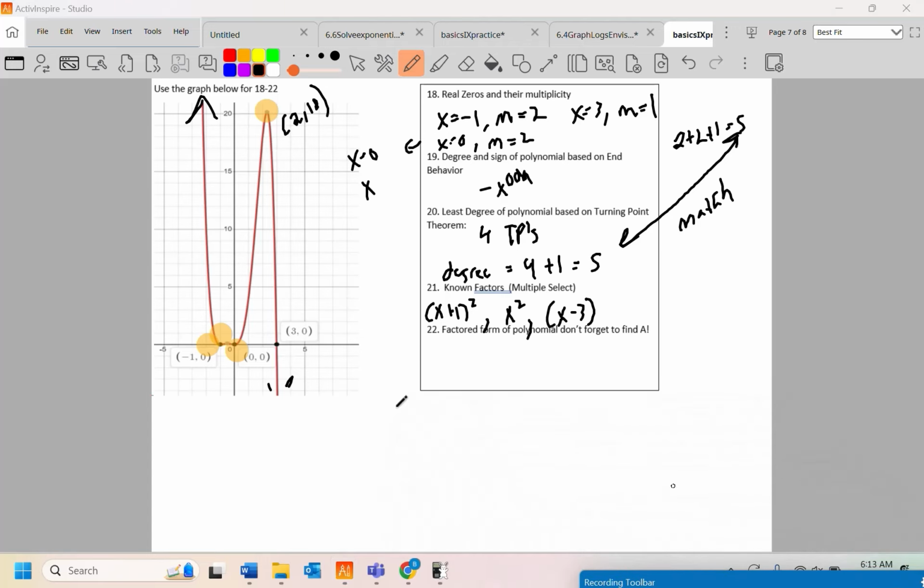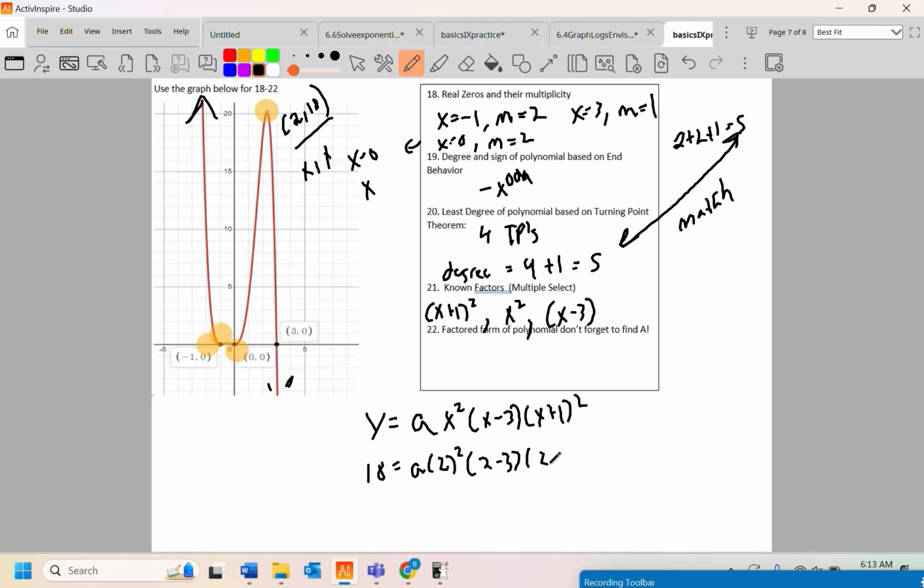So let's start writing some stuff down. Our equation, as we know, is some letter A times x squared times x minus 3 times x plus 1 quantity squared. And we have 2, 18, which gives me an x and a y also for the bajillionth time. So 18 equals a times a 2 that is squared times a 2 minus a 3 times a 2 plus a 1, because what I'm doing is everywhere that I see an x, I'm letting it be 2, and everywhere I see a y, I'm letting it be 18. And then I do math.